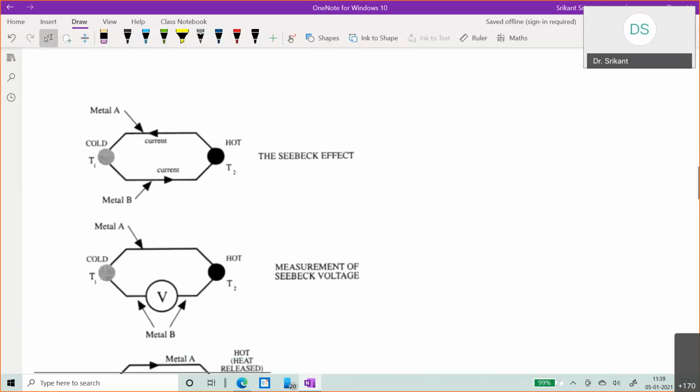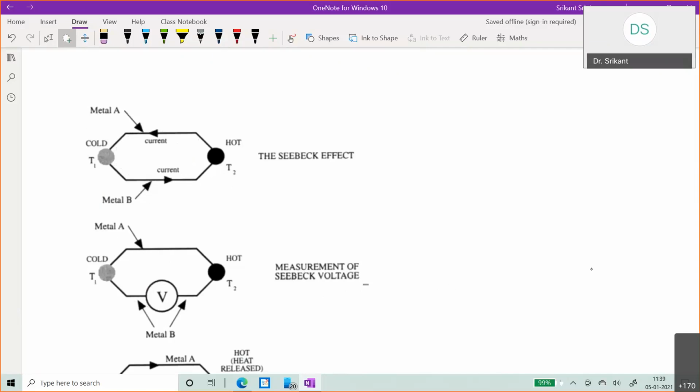And in between, if you were to insert a voltmeter, then because the current cannot flow, you have broken the path of current. So current flows on one side and then it comes here and accumulates on one end of the voltmeter. Because of that, a potential difference is created and you're measuring that and calling it the Seebeck voltage. If there is no voltmeter here, then current will just keep flowing.